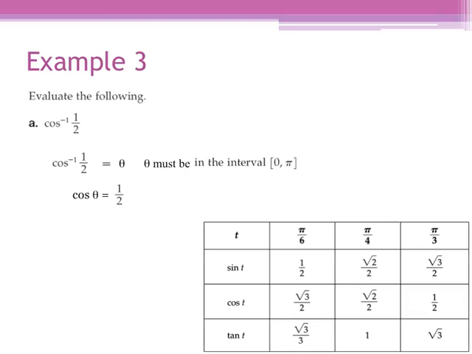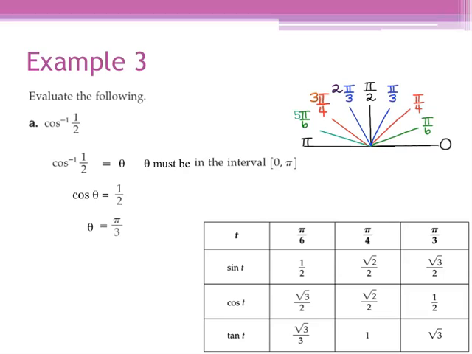In the chart, cosine is equal to 1/2 where? When theta is equal to pi over 3. Now, is pi over 3 between 0 and pi? Yes, it is. Pi over 3 is in quadrant 1. So that is your answer.